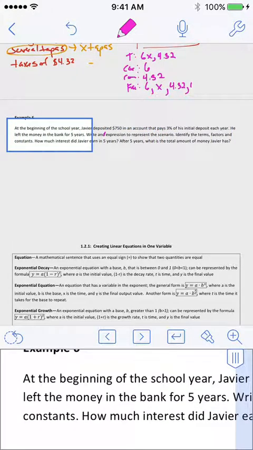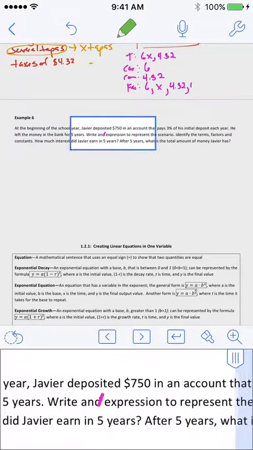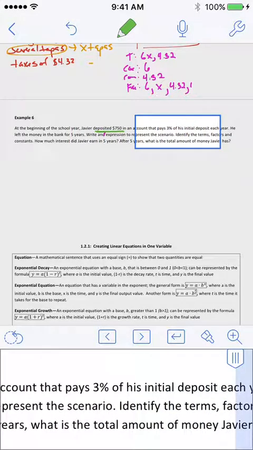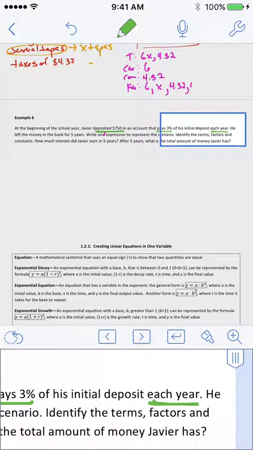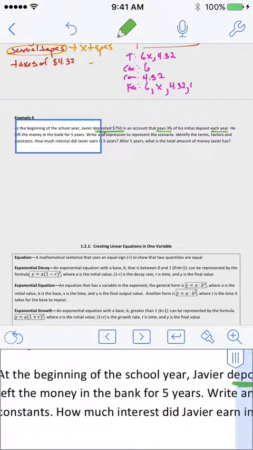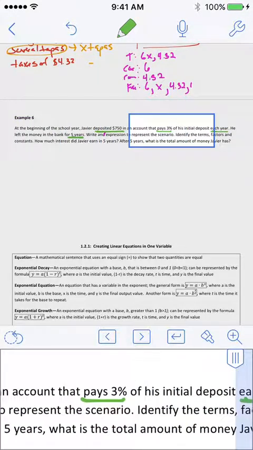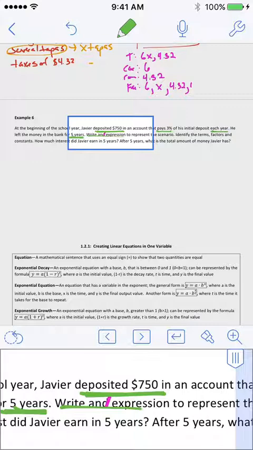Okay, so let's start. That's a lot of information, right? That's quite a big paragraph. So let's start with underlining. At the beginning of the school year, probably not that important, right? Javier deposited $750. That sounds pretty important. In an account that pays 3% of his initial deposit, pays 3% each year. Those all look pretty important to me. He left the money in the bank for 5 years, and then they want us to write an expression that represents a scenario. Okay, so we'll underline, write an expression.